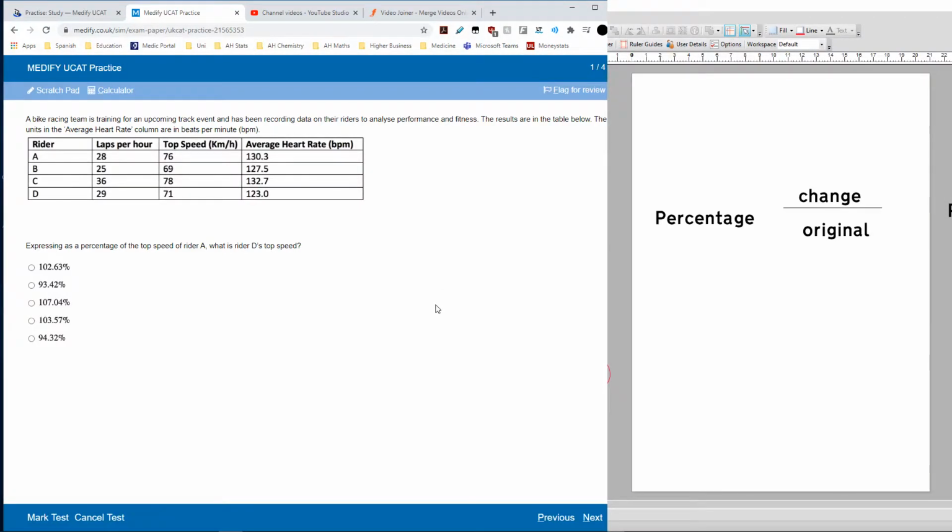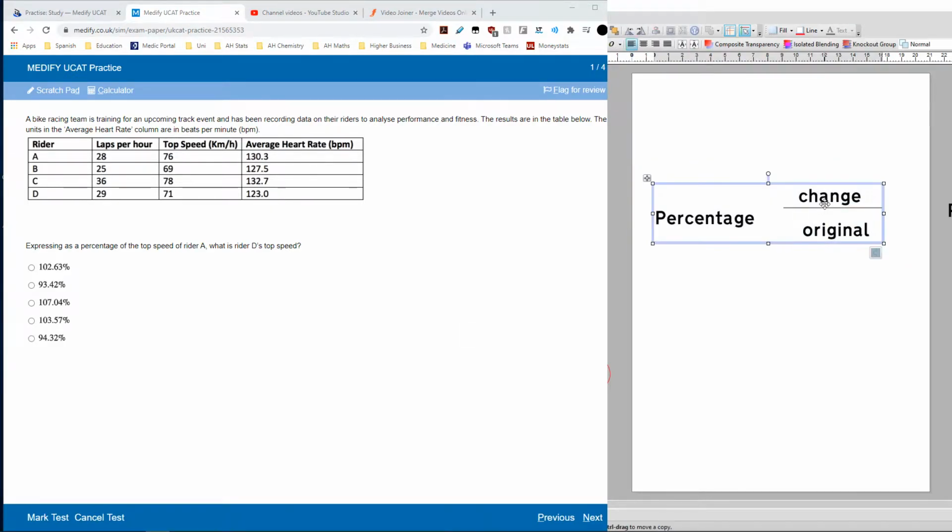Okay, so a bike racing team is training for an upcoming track event and has been recording data on their riders to analyse performance and fitness. The results are in the table below. The units in the average heart rate column are in beats per minute, BPM. Expressing as a percentage of the top speed of rider A, what is rider D's top speed?